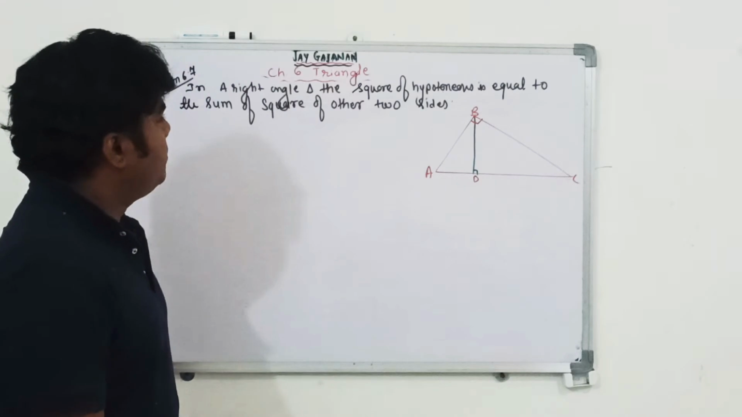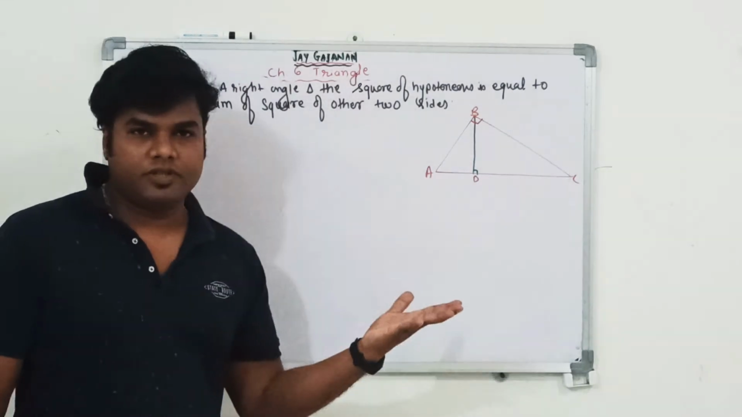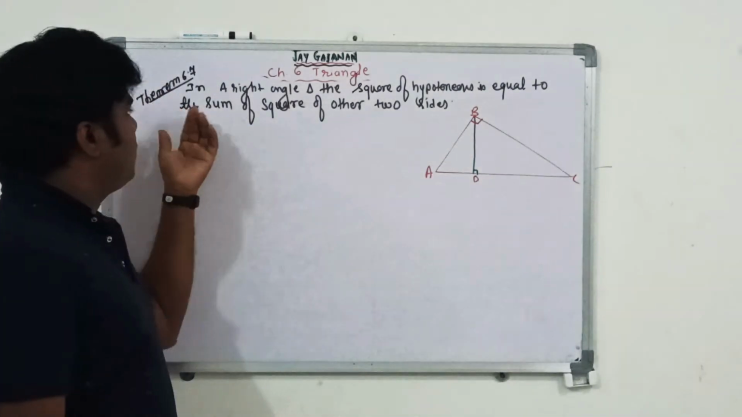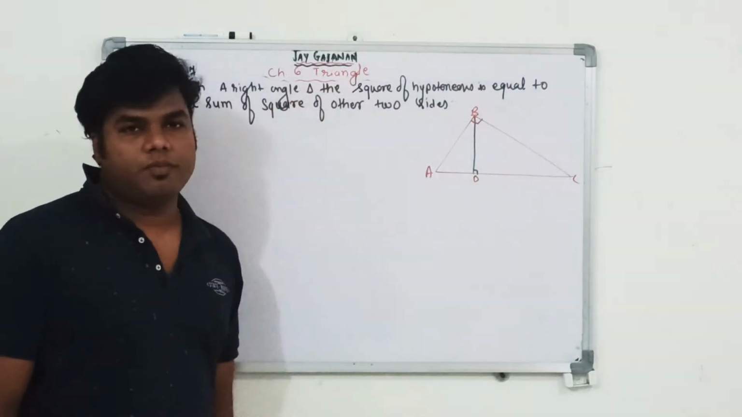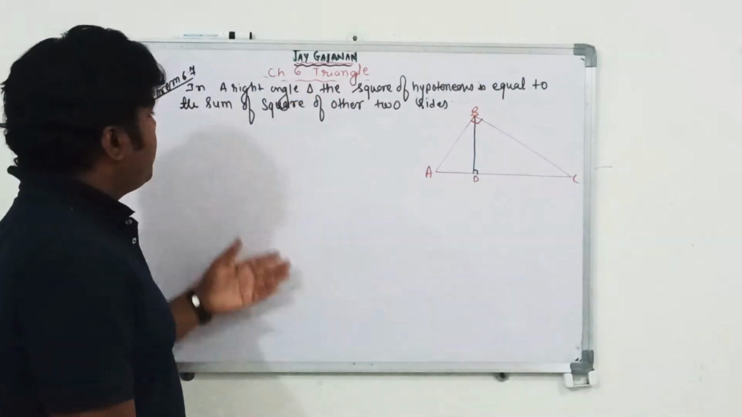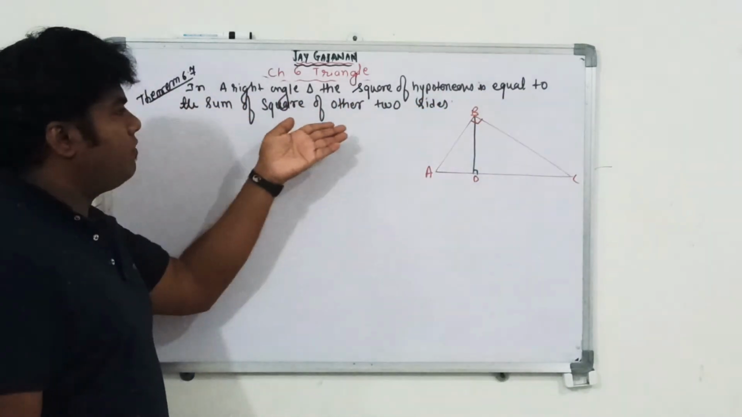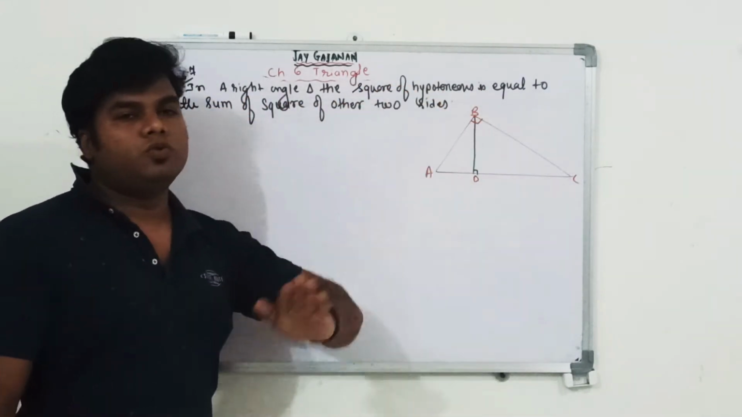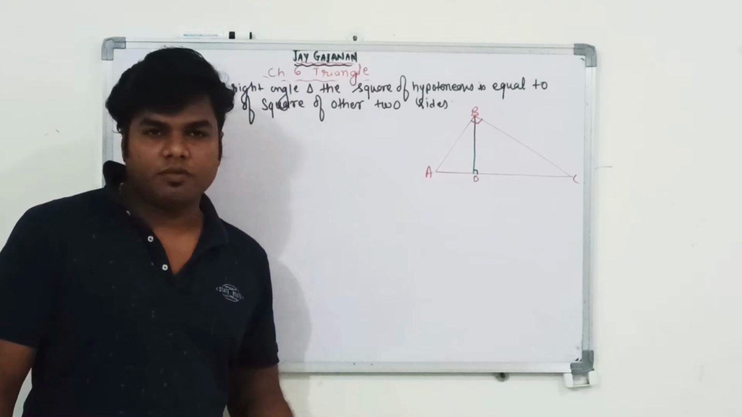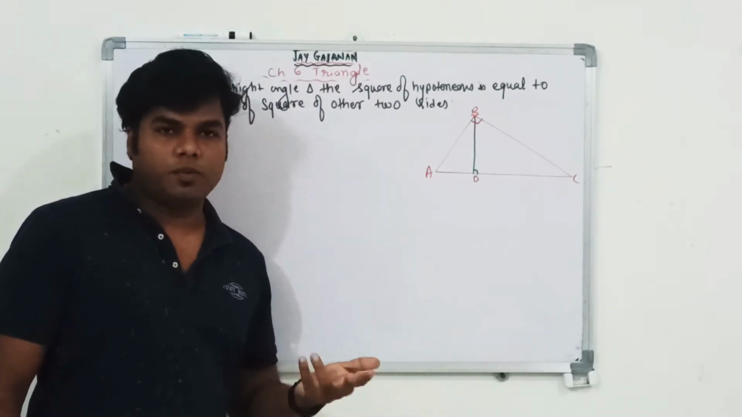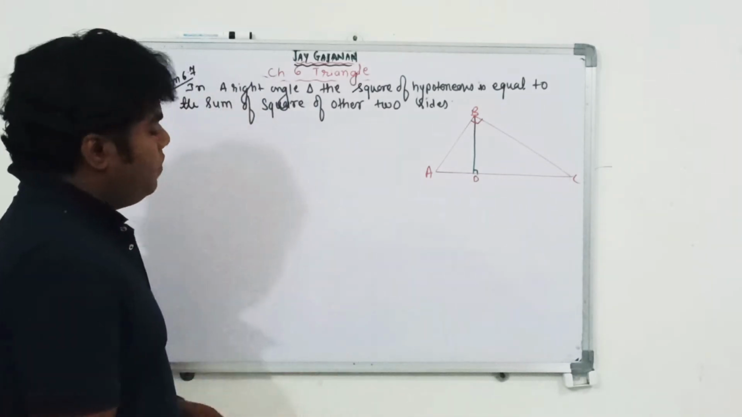So now we are going to see the Pythagoras theorem proof of theorem 6.7 of chapter 6, triangles, in which the statement is: in a right angle triangle, the square of the hypotenuse is equal to the sum of the squares of the other two sides. As you all know, the Pythagoras theorem says hypotenuse square is equal to one side square plus other side square. That we are going to prove.